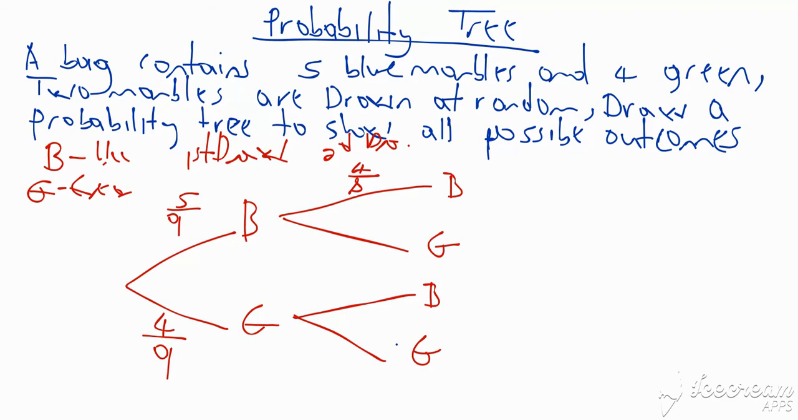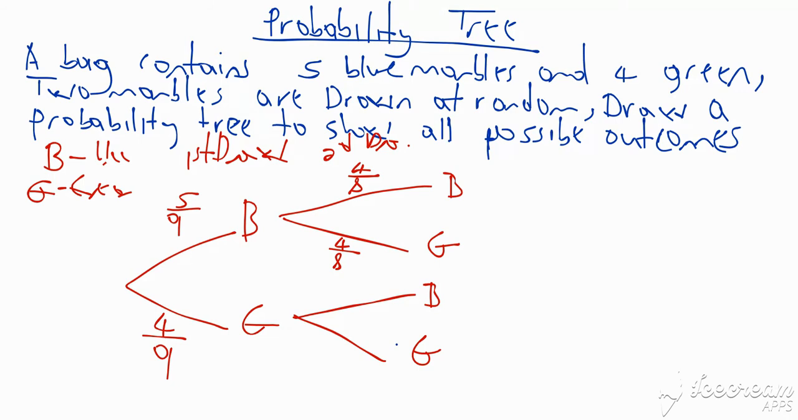What about drawing a green second if blue was first? If you draw blue first, it means you still have all of your green marbles, but you still have 1 less marble, which means the probability of drawing a green marble if the first marble was blue would now be 4 out of 8. All right. Now we're going to look at drawing your second marbles when the first marble is green. So we're going to the second set of branches here.